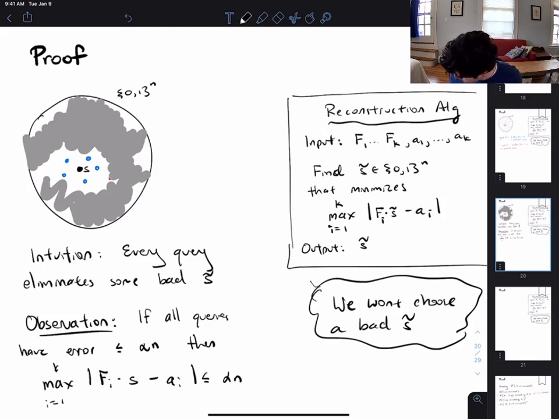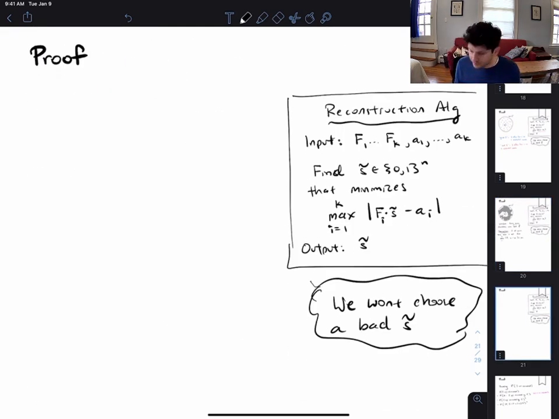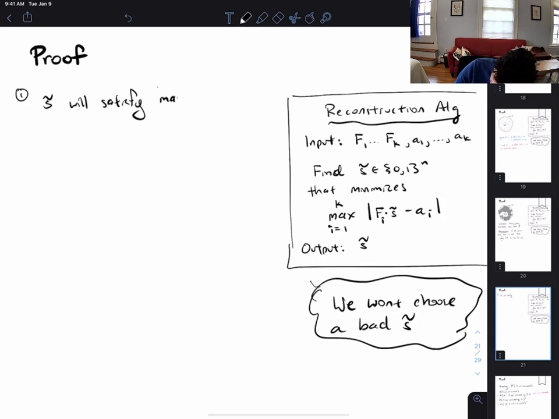Okay, so let's define some terms. Statement 1: S tilde will satisfy max over i of |fi · S tilde minus ai| at most alpha n. So we know that S tilde will satisfy that condition. We want to show that any S tilde that satisfies this condition can't be a bad S tilde.